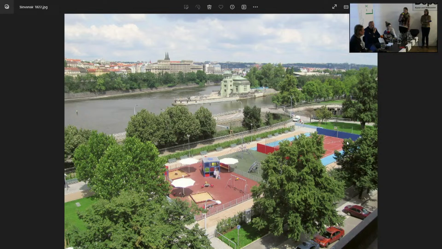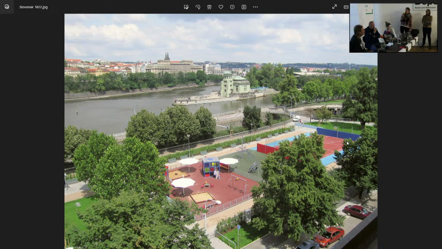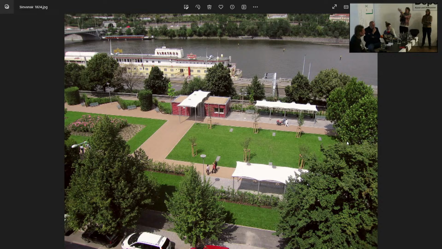This is Lanova Park in Prague. Lanova Park in Prague is a park that is in the historical part of Prague, and it's been rebuilt as a very colorful playground that is going to be redesigned maybe next year.